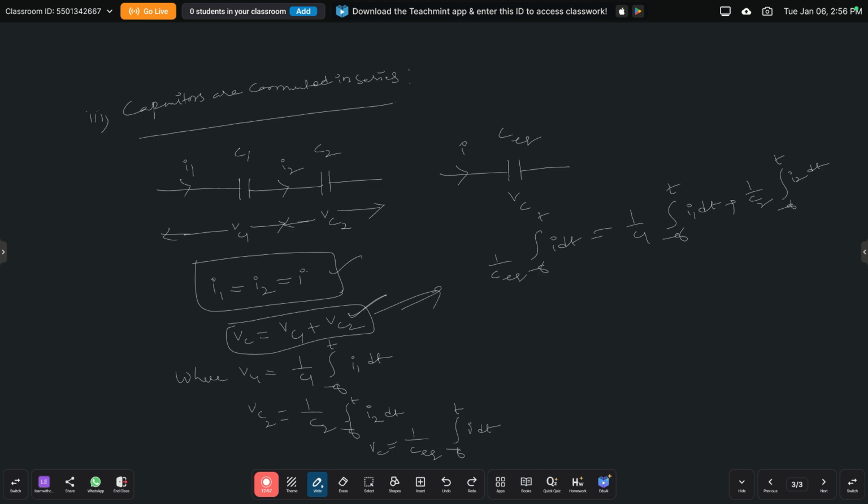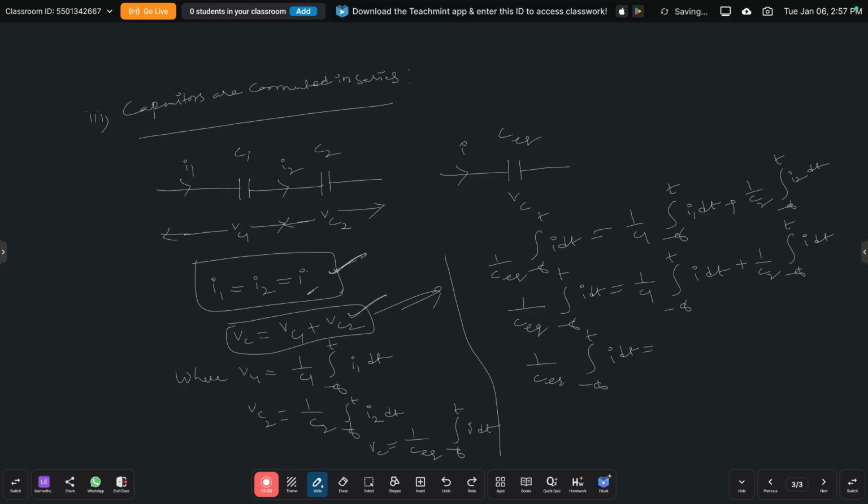So again, from this equation, in place of I1 and I2 we just replace I. Then the equation becomes 1 by C equivalent integration from minus infinity to t of I dt is equal to 1 by C1 integration from minus infinity to t of I dt. Here it was I1, but in place of I1 we just replace it by I. Next, plus 1 by C2 integration from minus infinity to t of I dt. Here also it was I2, but in place of I2 we just replace I.